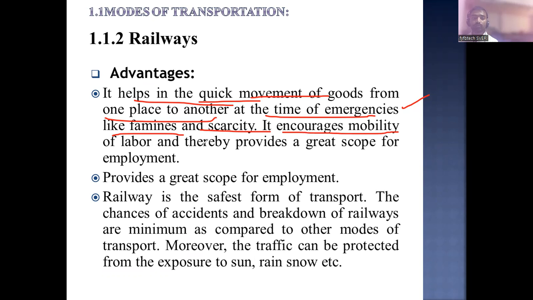It encourages the mobility of labor and thereby provides a great scope for employment. If we use the railways, what happens? It means mobility for the labor. So we can use a maximum number of laborers in the railways, correct? It is a great scope for employment. Yes, the people who are living nearby the railways will get employment. They will get jobs in the railways. That is one of the big advantages. Is it correct?